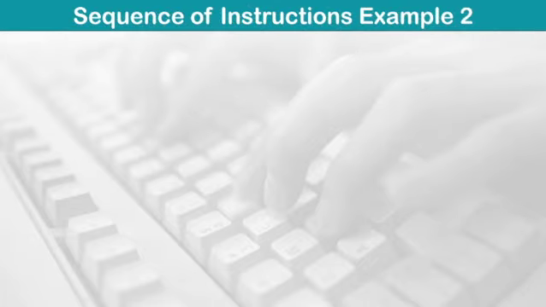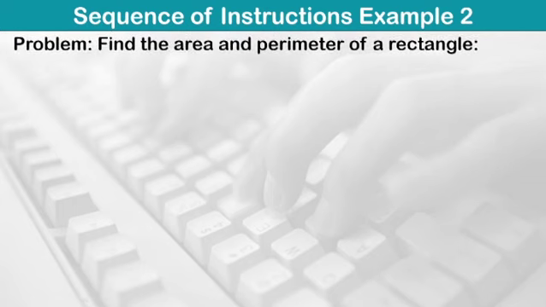Let us now work out a second example to consolidate what we learned about building sequence flowcharts. In this example, we will draw a flowchart to find the area and perimeter of a rectangle.